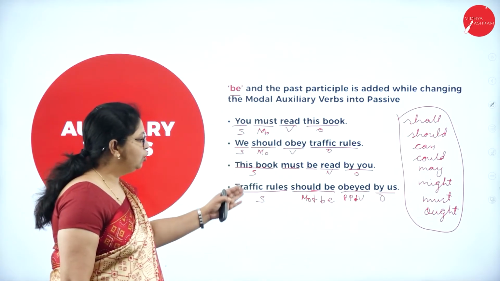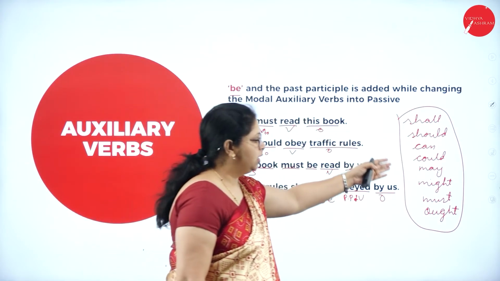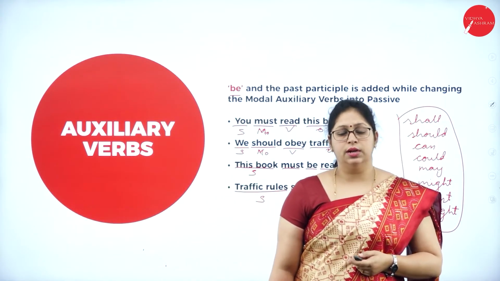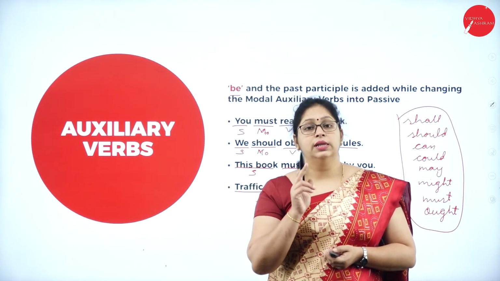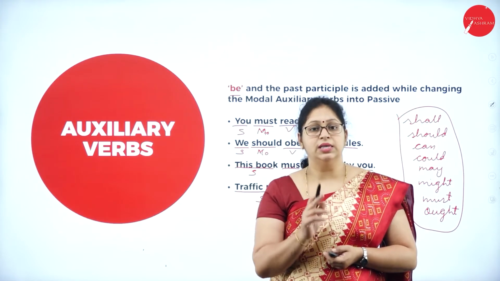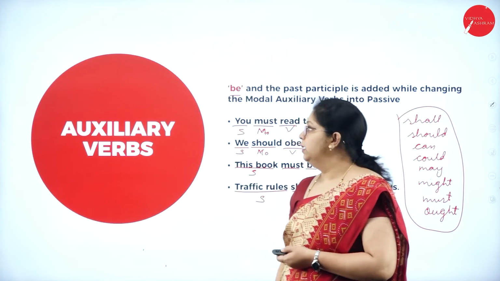So, these are the rules when there are auxiliary modals. These are the modals. When there are auxiliary modals in the sentence, we add be to that, and also remember the verb tense should be past participle.